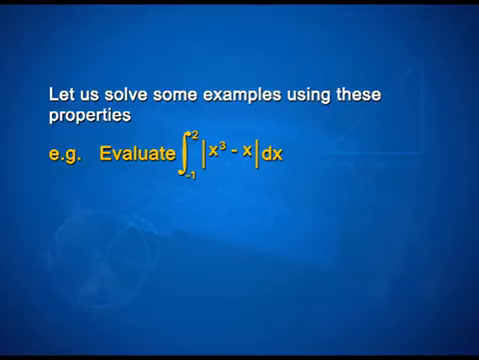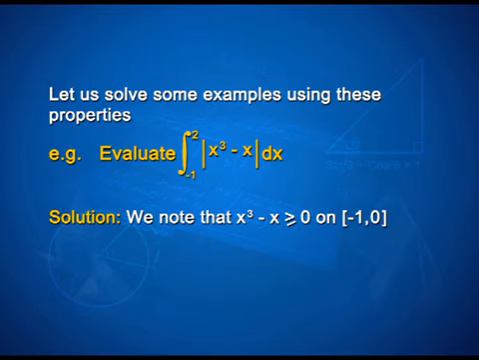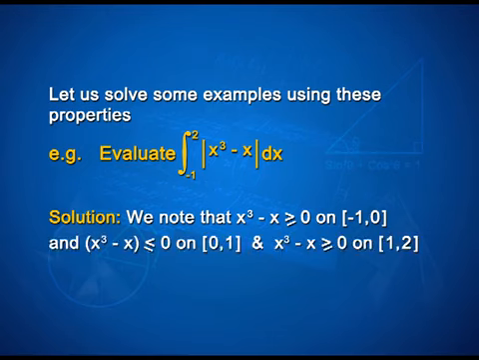First example, evaluate integral -1 to 2 of modulus of (x^3 - x) dx. For the solution, we note that x^3 - x is greater than or equal to 0 on the interval -1 to 0, and x^3 - x is less than or equal to 0 on the interval 0 to 1, and x^3 - x is greater than or equal to 0 on the interval 1 to 2.